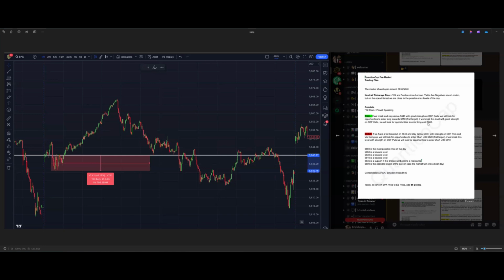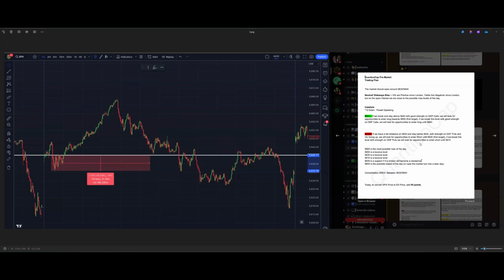All right, sounds good. If it's a bearish market, let's see. If we have a failed breakout on 56.40 and stay below 56.30, then we'll look for opportunities to enter short until 56.20. And if we break this level, we'll look for opportunities until 56.10. Sounds great. We now have a clear action of what to do.